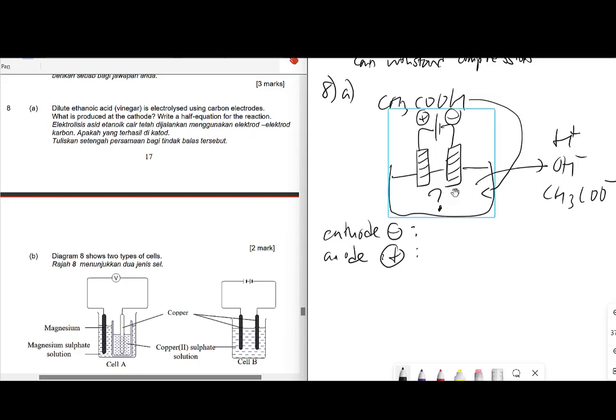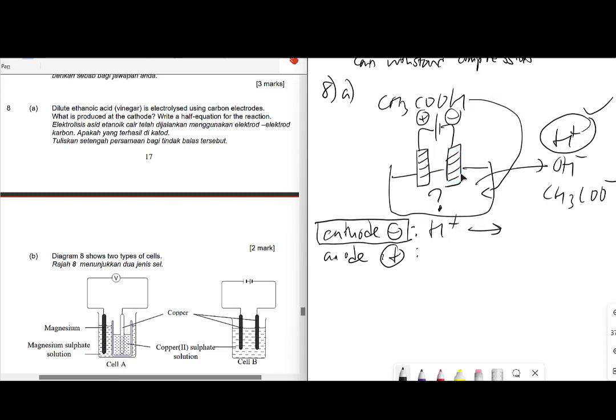Okay, so now we're going to focus on what happened at the cathode, because the question only asks what happened at the cathode. The cathode is where you pick up the positive ion, which we call the cation. Can you see here? Only one positive ion. Of course, you are going to pick H plus, because we don't have another one. So H plus will be attracted to this, and in electrolysis, the ion will be attracted to the electrode, and after that it will discharge.